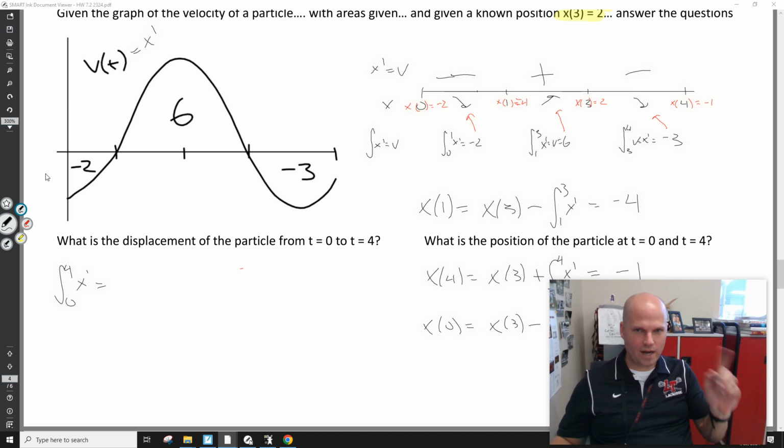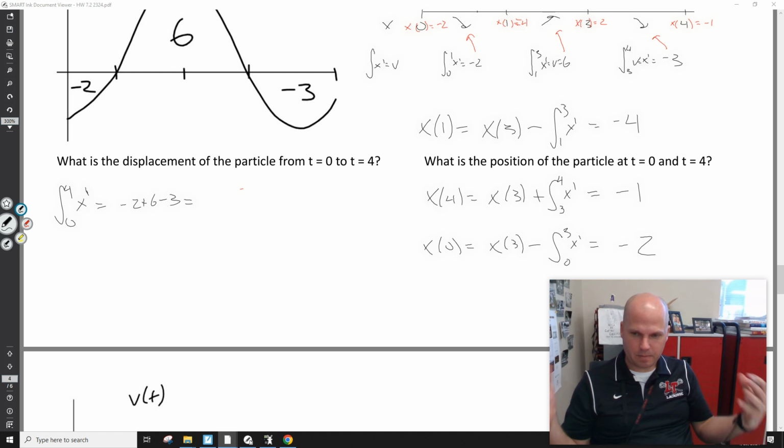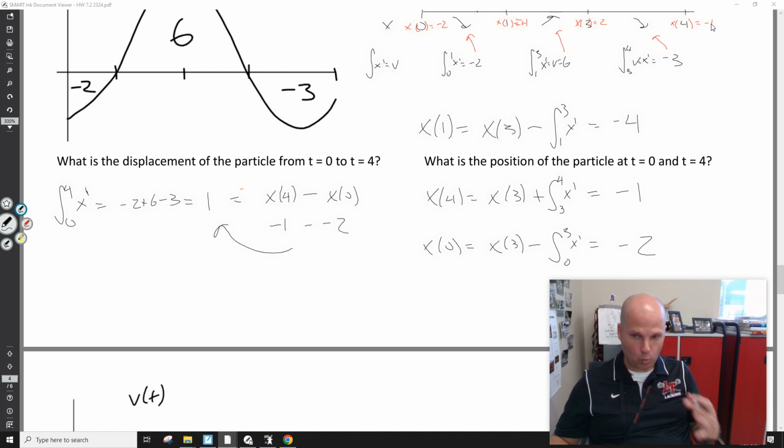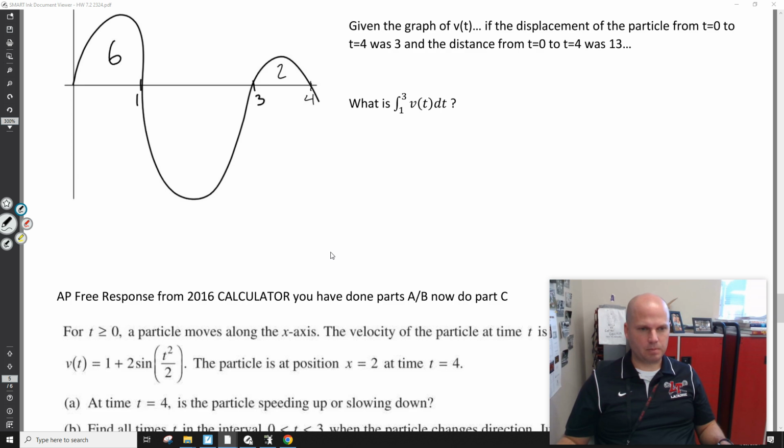Well, overall, watch how you could find this two different ways, and this is the key to the lesson. Overall, I could either do -2 plus 6 minus 3 when I'm talking about the accumulations. That's 3 minus 2 is 1. Or I realized that I could have had my ending position and subtract my initial position, -1 minus -2, to see I ended up to the left 1 of where I started. That's what we say about displacement.